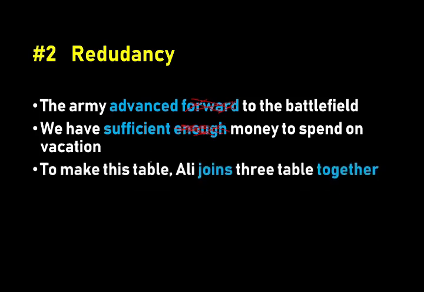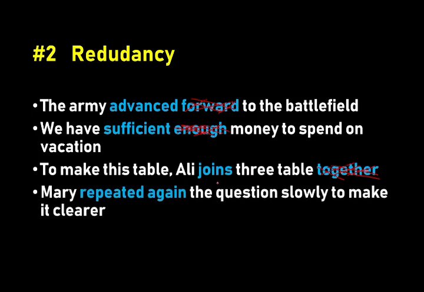Next, to make this table, Ali joins three tables together. Now, the word join means to bring together or to put together or to become a part of a member or to take place among. And thus, because join means to bring together, we don't have to use the word together again. And by this, we avoid redundancy. Only use the word joins.